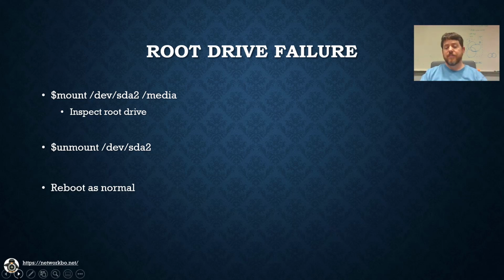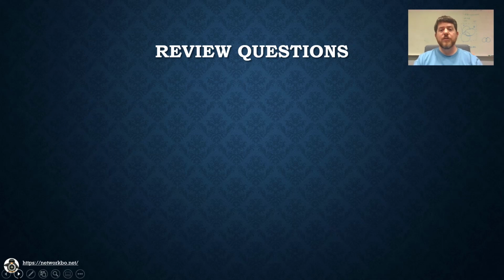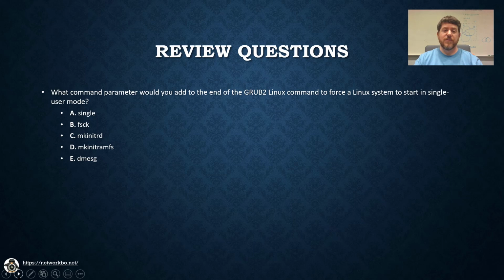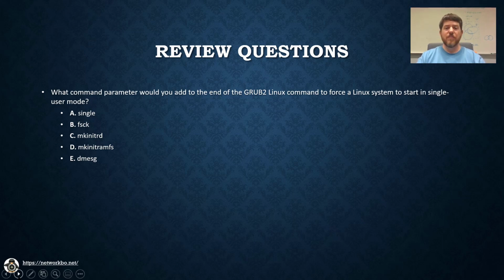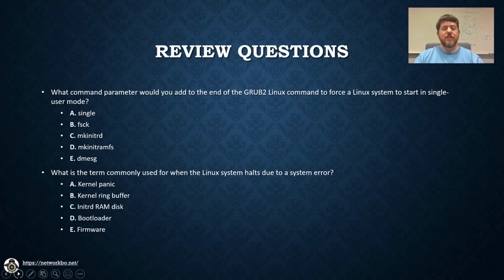So in this lesson, I've prepared some review questions that are in line with the CompTIA Linux+ objectives. First, what command parameter would you add to the end of the grub2 Linux command to force a Linux system to start in single user mode? Pause if you want to go back and look at the answer to this question. Second, what is the term commonly used for when the Linux system halts due to a system error? Again, pause if you need to go back and look for any answers.